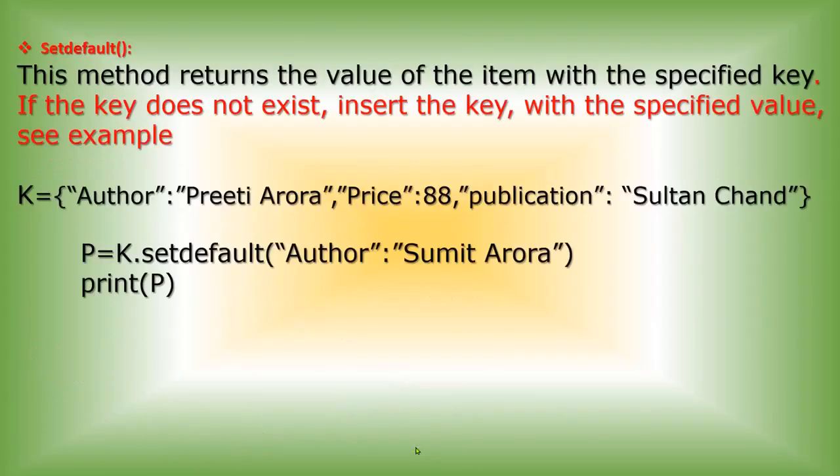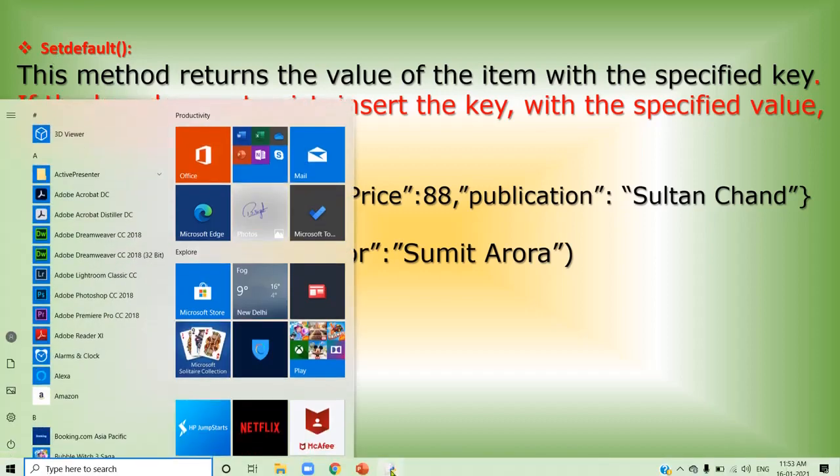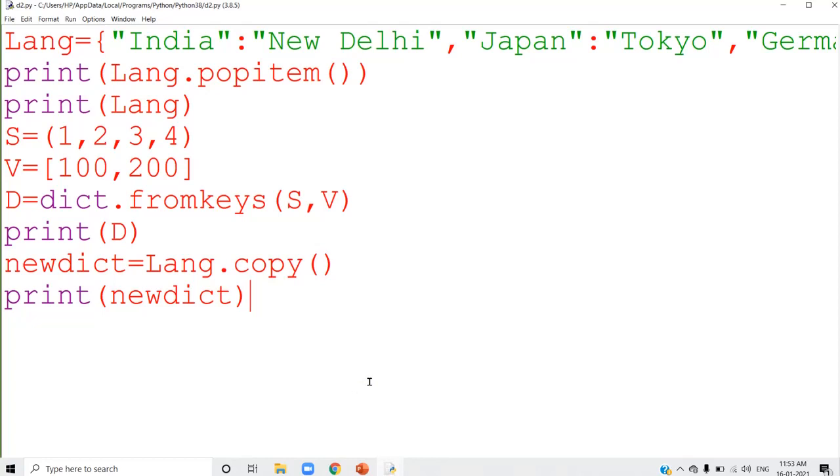Now you can see one more method, that is setdefault. It is small letter, not capital letter. setdefault, S is small letter. I'll show you then. setdefault is actually just displaying the corresponding value part of the given key. Whatever key you give, its value part will be displayed. I'll show you that.